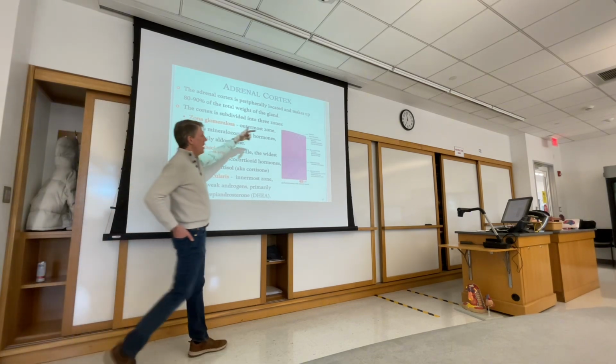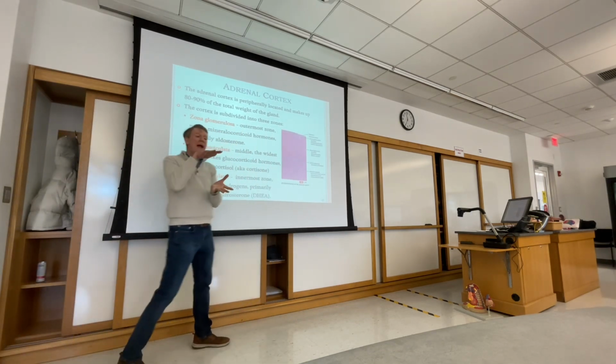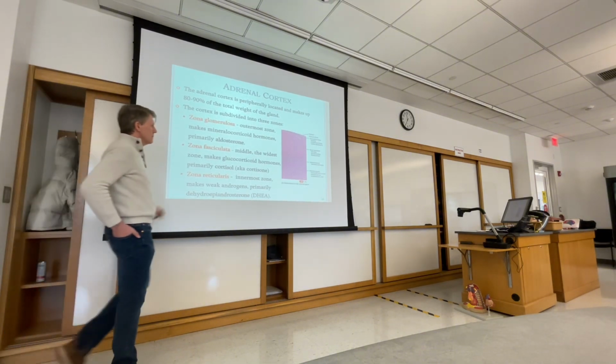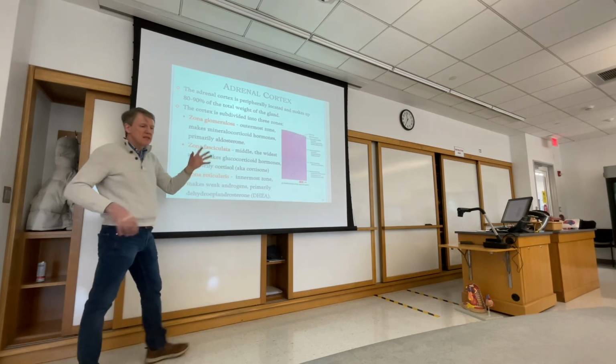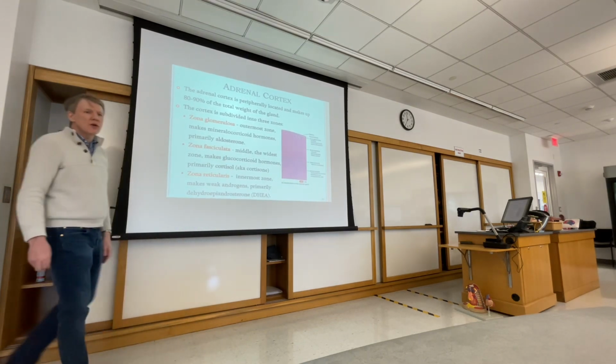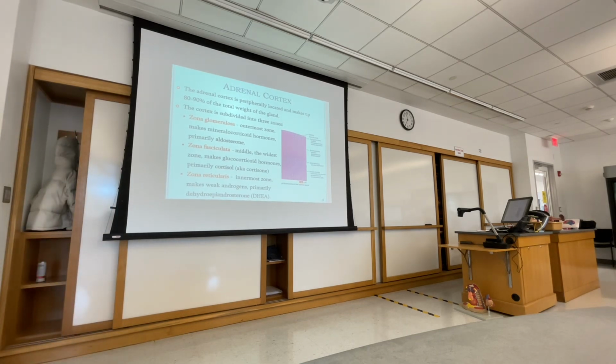The middle layer of the cortex, and also the widest layer, is called the fasciculata. It makes glucocorticoids. Corticoid, again, means it's just coming from the adrenal cortex. The gluco part means glucose. And the reason they got that name is because glucocorticoid hormones make glucose available to your body. They free up and generate lots and lots of glucose to feed your body cells.